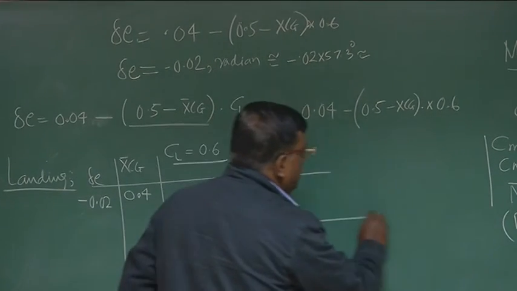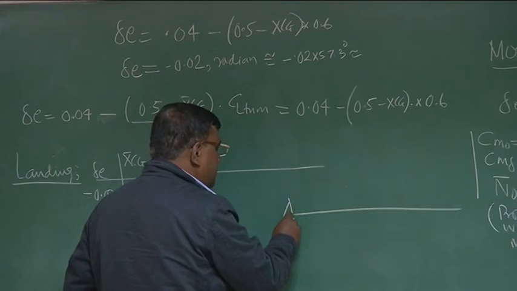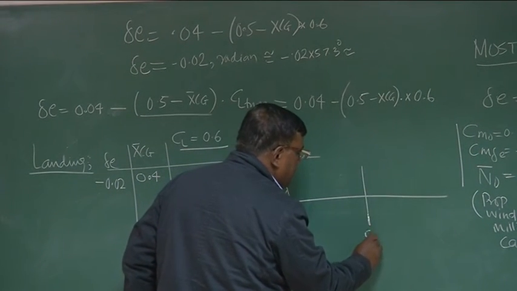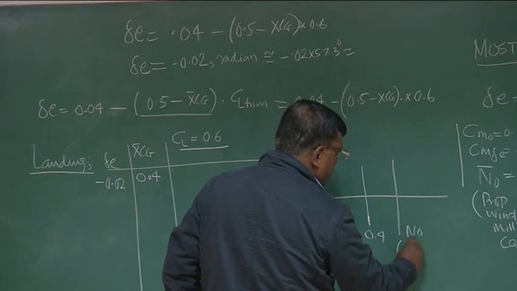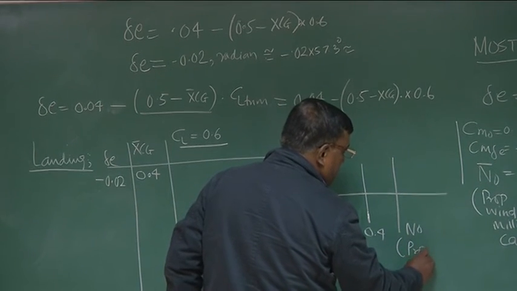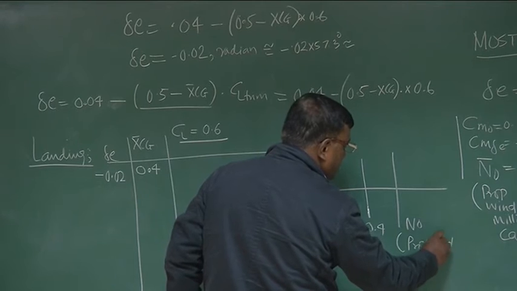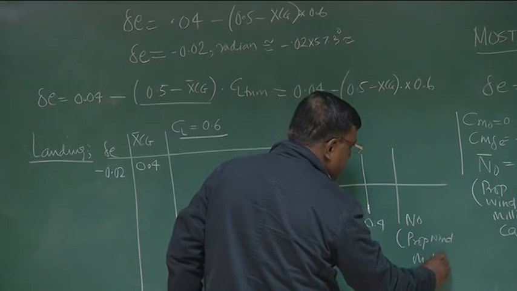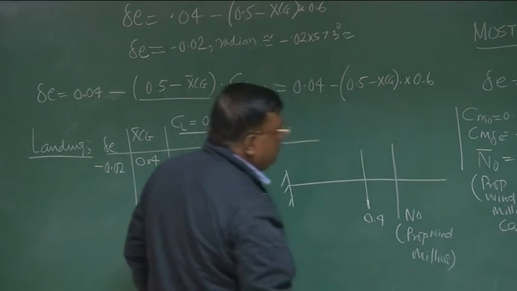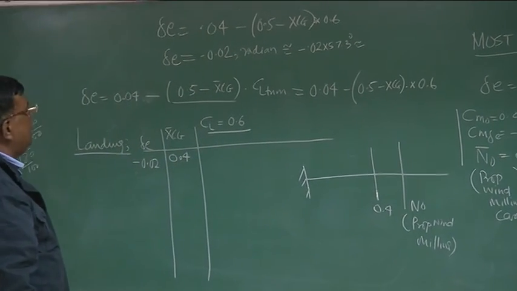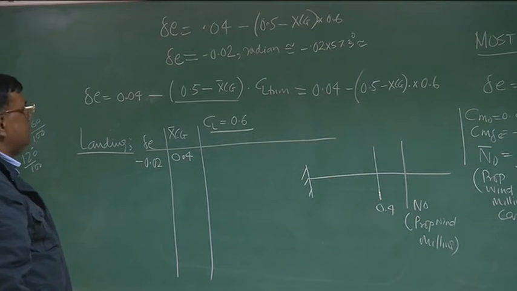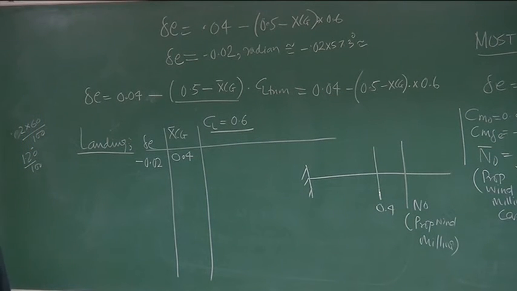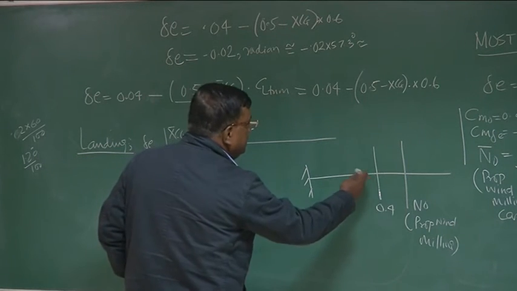Let me draw this. This is a reference. Let's say this is the xCg 0.4, and this is the N naught. We know this is the power-off propeller windmilling case, because we are thinking in terms of landing. Am I correct? Yes. Why are we talking about landing? Because we are trying to find the most forward CG, how far this CG can go forward.